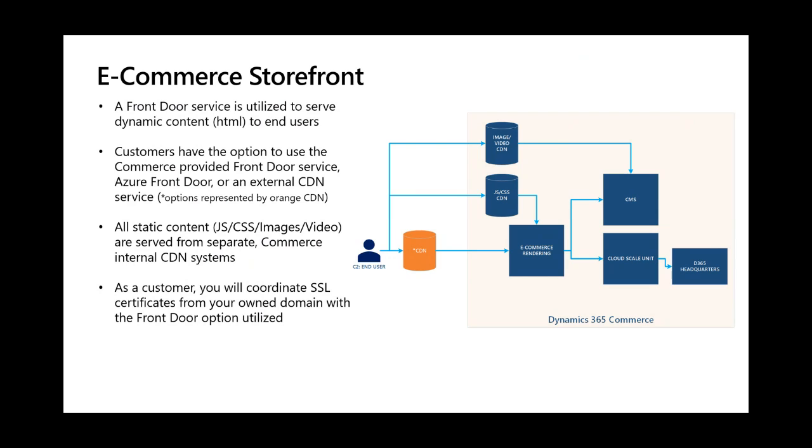Now, one thing I'd like to call out, you'll see in the diagram multiple CDNs represented. Now, Commerce manages static content like JavaScript, CSS files, as well as the image and video delivery content. These CDNs integrate directly with the rendering and CMS services.